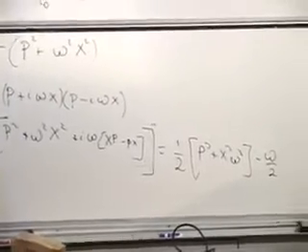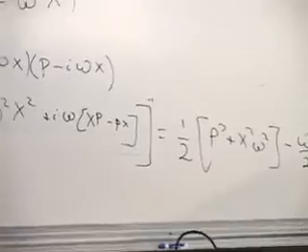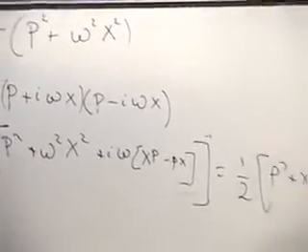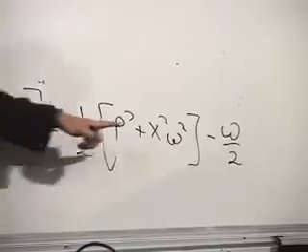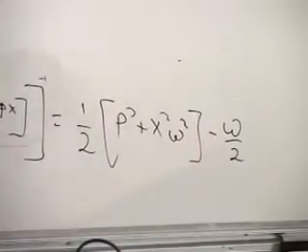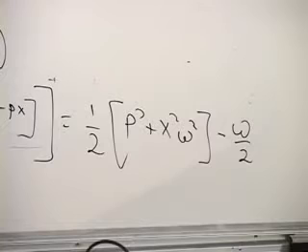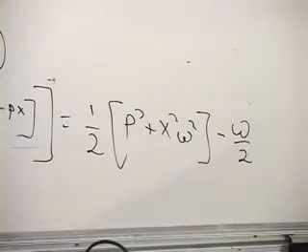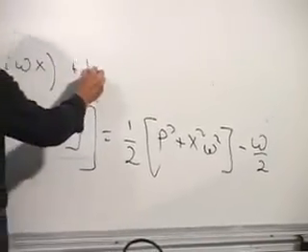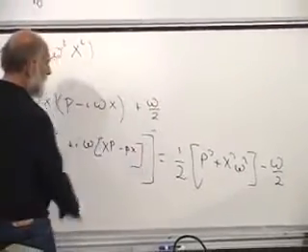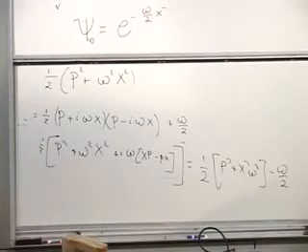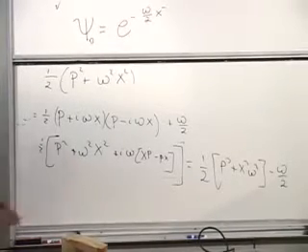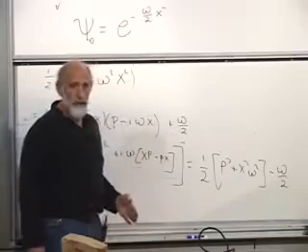So the right thing to write then, this here is not p squared plus omega squared x squared. It differs from p squared plus omega squared x squared by omega over 2. All right, so if I really want to write this quantum mechanically, I think I have to add plus omega over 2, right? Did I do it right? Okay. All right, but this is just a constant.